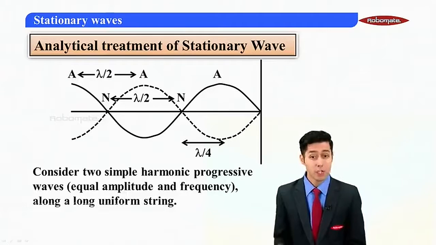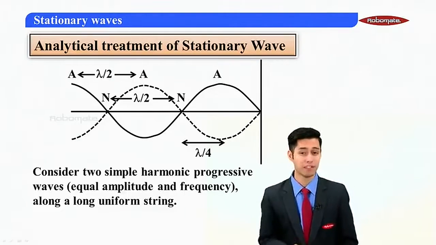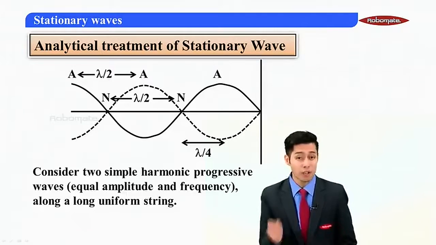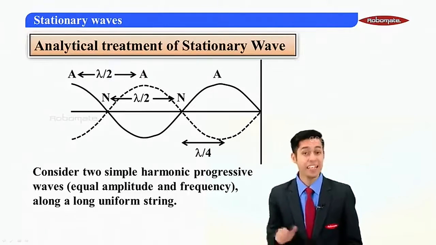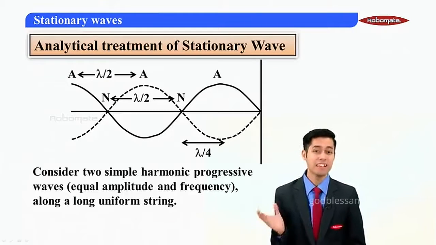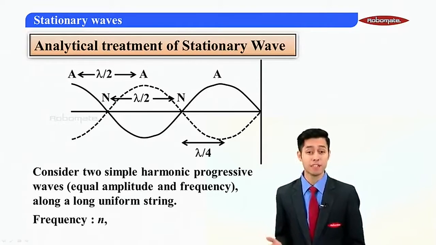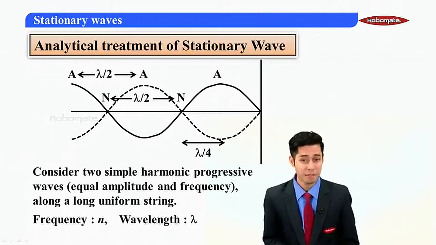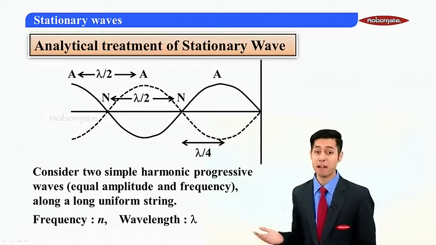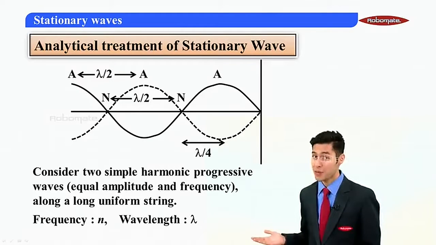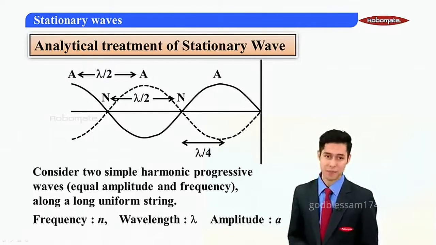So we have two simple harmonic progressive waves with equal amplitude and equal frequency along a uniform string, traveling in opposite directions to give us this stationary wave. We also know that they have a frequency given by n, wavelength given by lambda, and amplitude given by a.